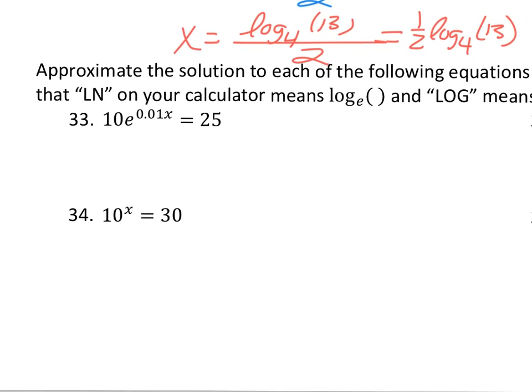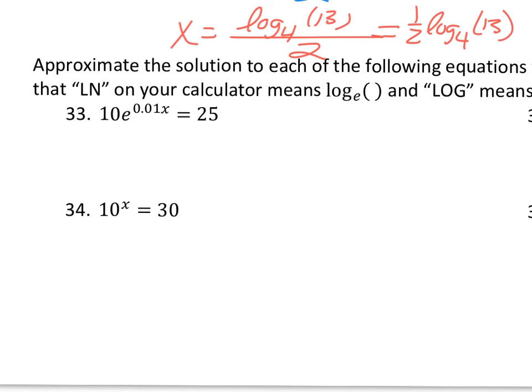It says approximate the solution to each of the following equations. Remember the ln. Remember, we don't say ln, we say natural log. That means it's base e, and when it's a common log, it's base 10. So let's look at 33. First, before we do any conversions, we have to get that exponential by itself. So let's divide by 10. You get e raised to the 0.01x is equal to, and simplify that, 25 over 10. 5 goes into 5, 25 5 times, into 10 2 times.